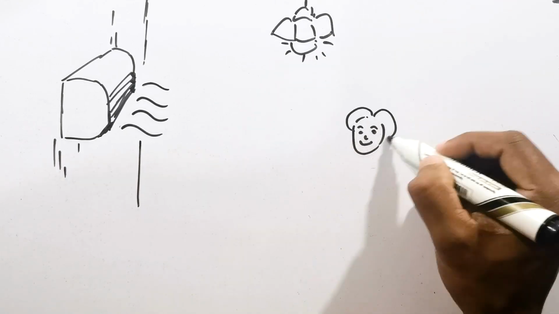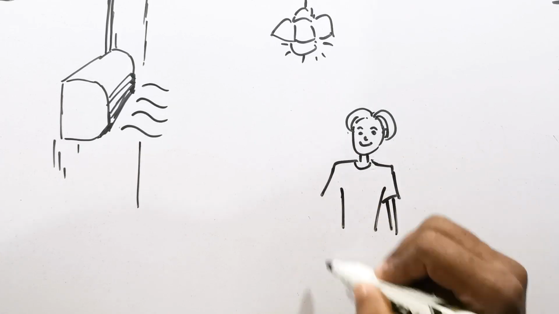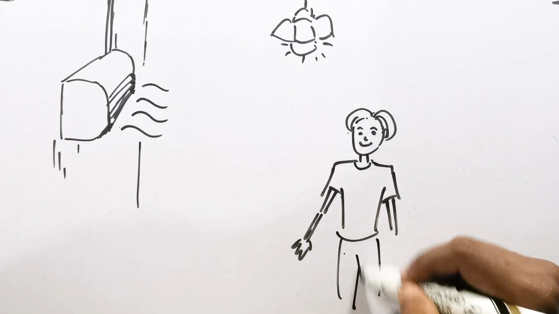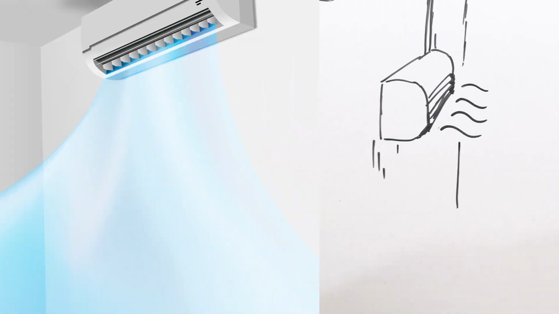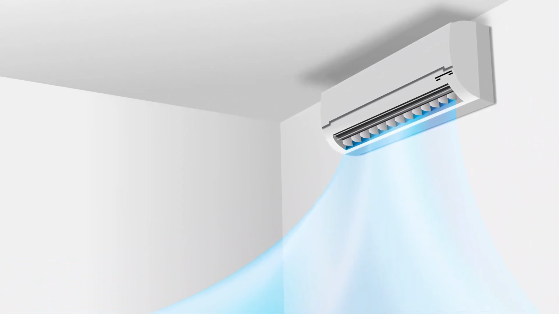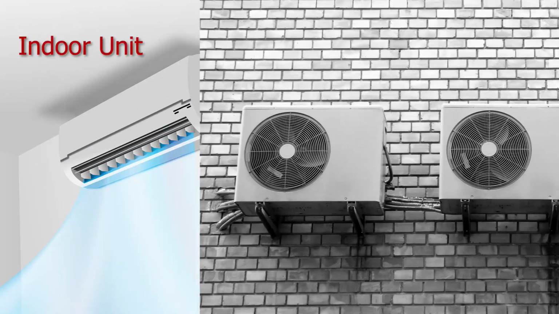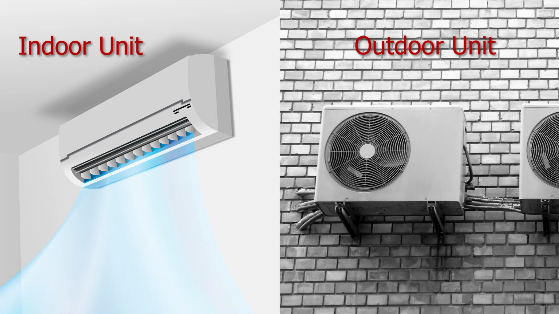Basically, an air conditioner is cooling down a particular space. That means removing the heat from a space. So how does this phenomenon happen? Normally, you might have seen there are two major components in an air conditioning system. Those are indoor unit and outdoor unit. The indoor unit is installed in the space which has to be cooled, and outdoor unit is installed outside.